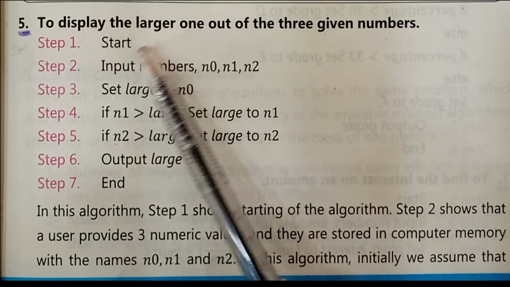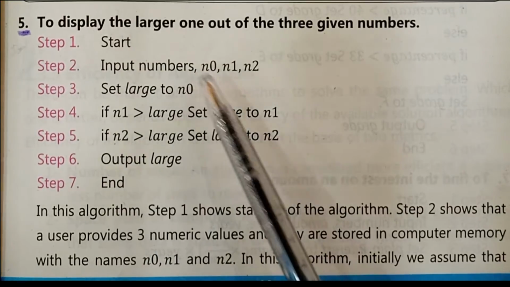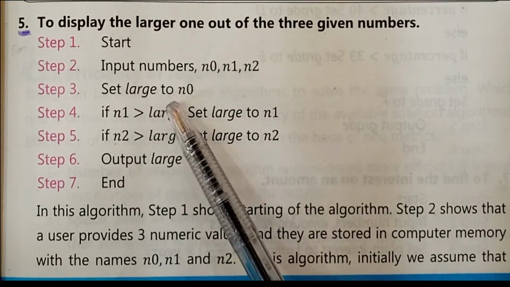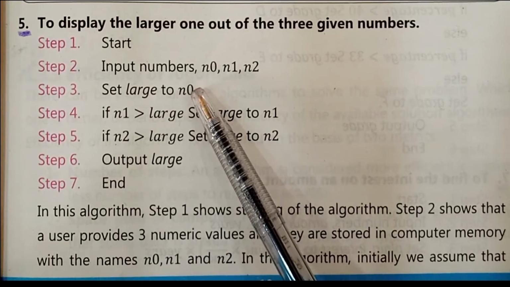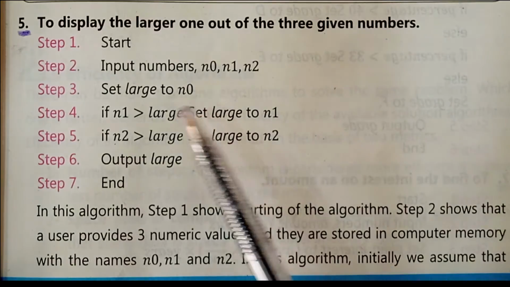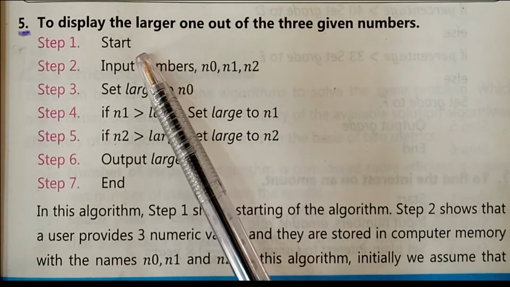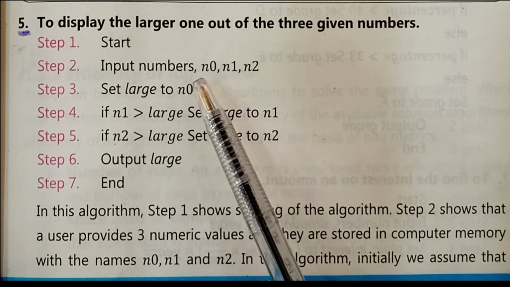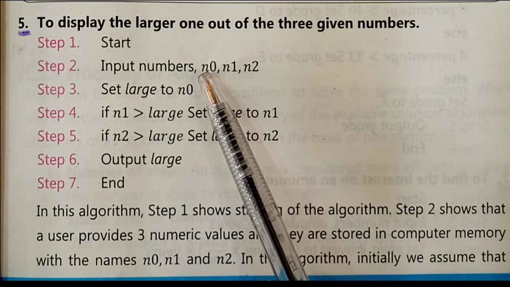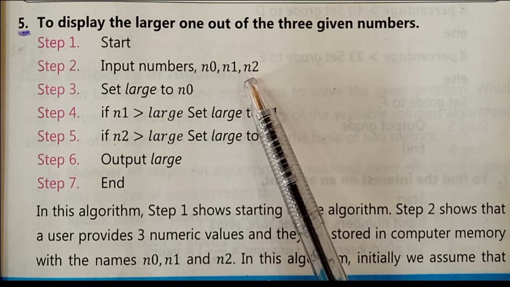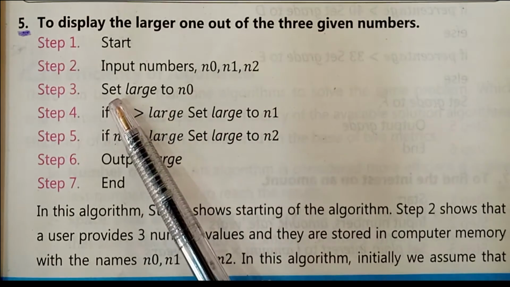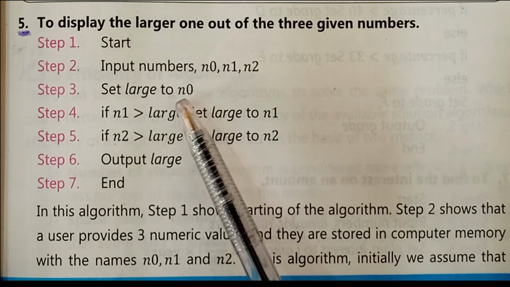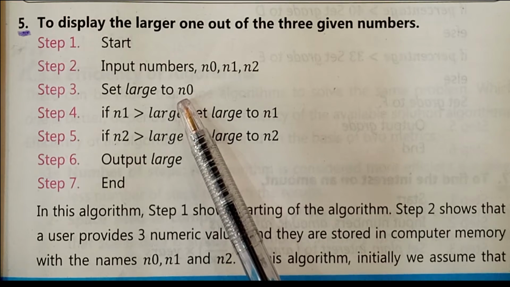Step number 1 start. Step number 2 input numbers n0 n1 n2. Step number 3 set large to n0. Students, first point is the starting of the algorithm. Second one is we are giving the input numbers in the computer memory with the name n0, n1 and n2. Now the next step is to set large to n0, means large number is starting from the number n0.